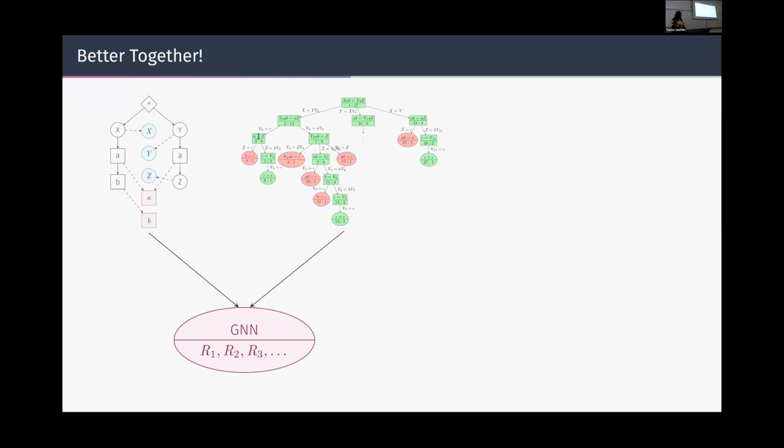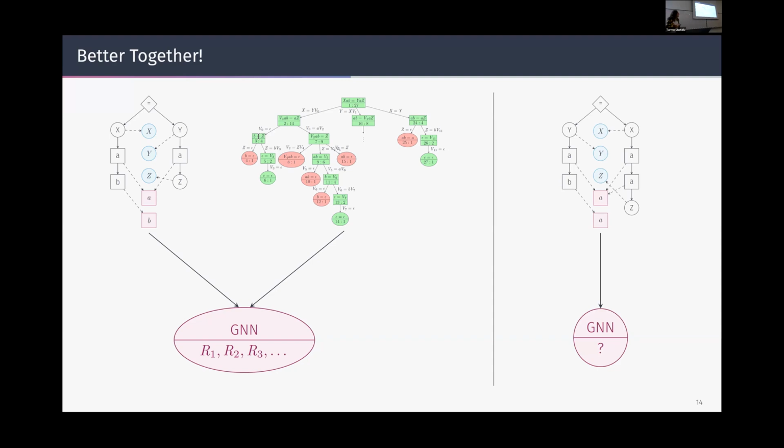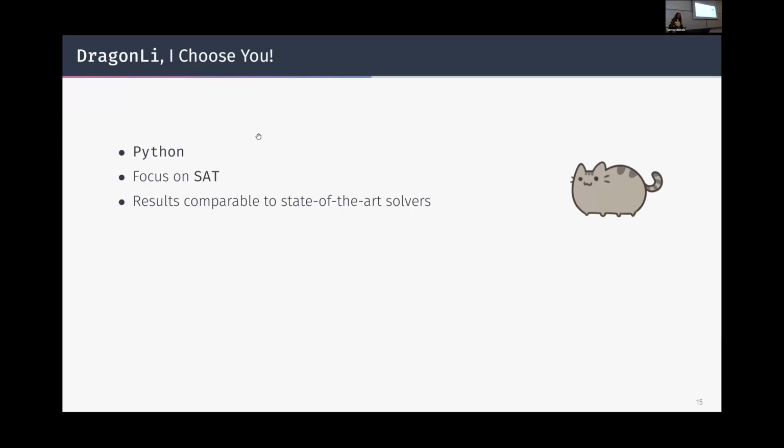So a graph representation of the equation, the corresponding proof tree, and then the GNN learns at each branching point which rule it should prioritize. When we give it a new equation, it will just predict, okay, at this point you should choose this rule first. So this was how the whole thing works for this problem.